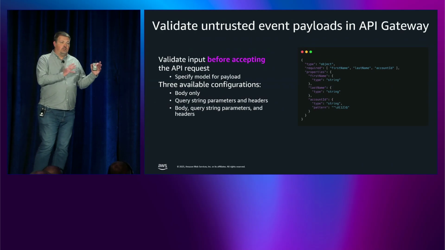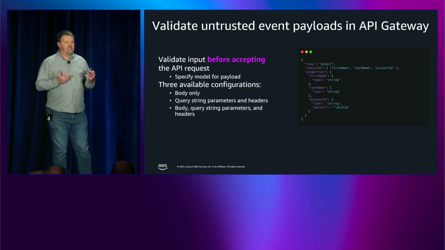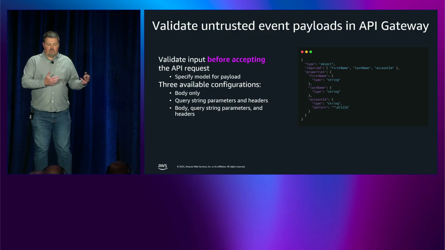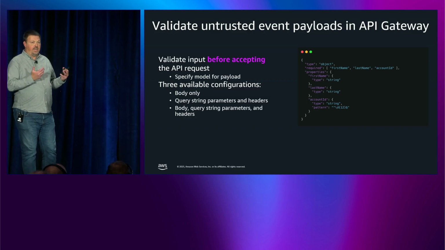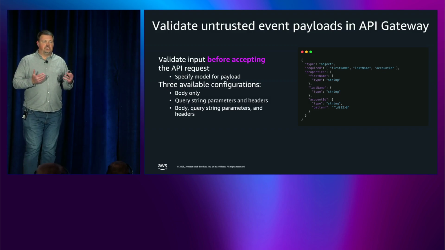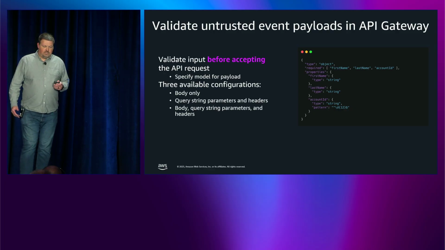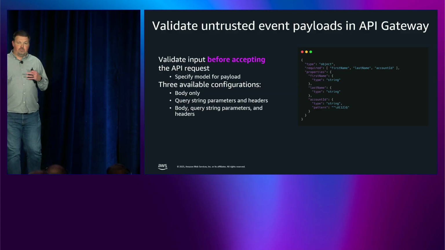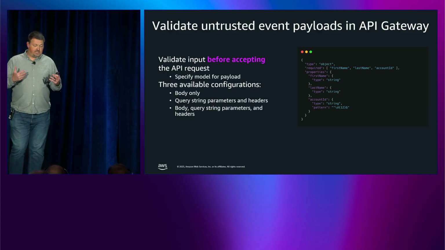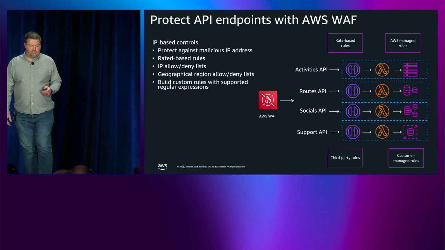But what if we could also look at those payloads before they come to Lambda and look for differences in schema before a request actually comes in? Within API Gateway, we can do input validation, making sure we're getting what we expect from a schema perspective before we pass it on to that Lambda function to run. There are three available configurations. You can look at the body, you can look at query string parameters to make sure they're what you expect, or you can look at all of the above to validate the event that's coming through.